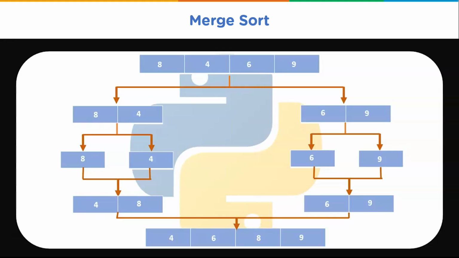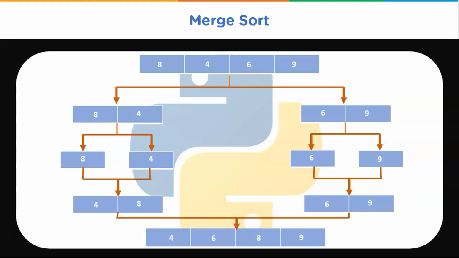Now you start merging the individual elements in a sorted fashion. So first you will compare 8 and 4. Now 4 is less than 8, so you swap and put 4 first and 8 at the second position. Similarly, when you compare 6 and 9, 9 is greater than 6, so the order of this particular set remains as is. 6 and 9 are taken into the new array. Now you have two merged halves which are in sorted order, 4 and 8 and 6 and 9.